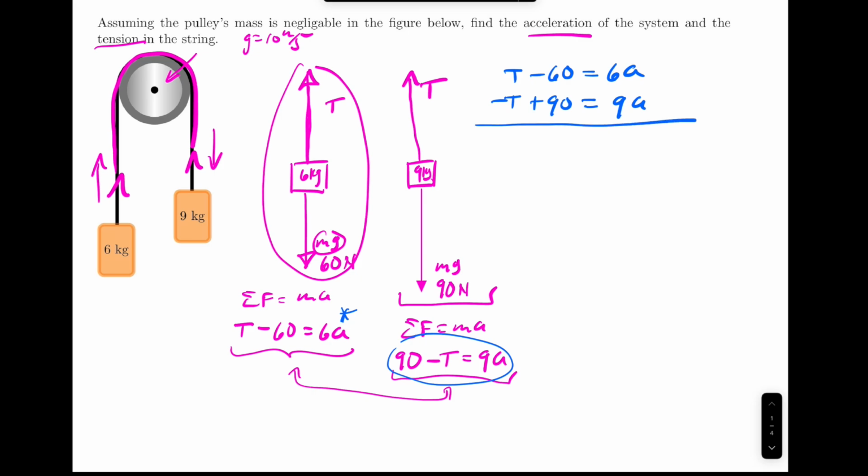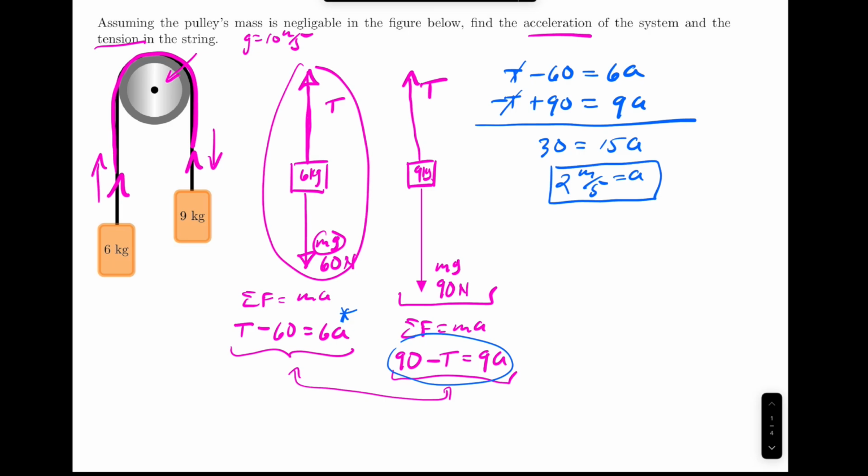Now I'm going to solve these 2 equations simultaneously, and I'm just going to add them together because it's nice. The T's already cancel out. So when I add these 2 equations up on the left, the T's cancel out, and I end up getting 30 is equal to 15a, which means the acceleration, when I divide both sides by 15, is going to turn out to be 2. And the unit on that would be meters per second squared.